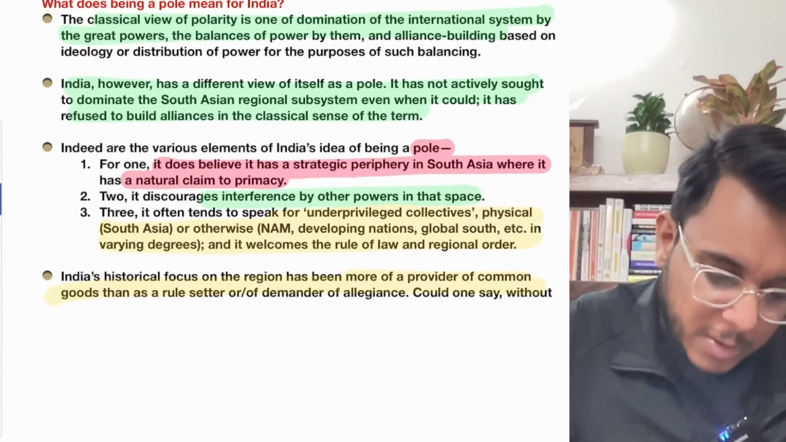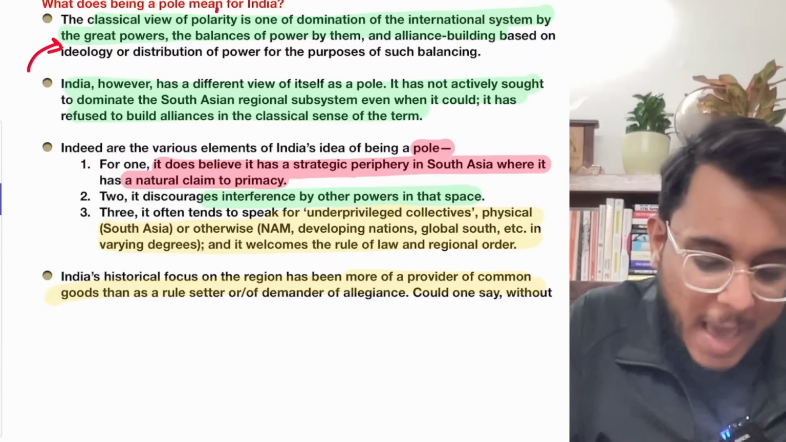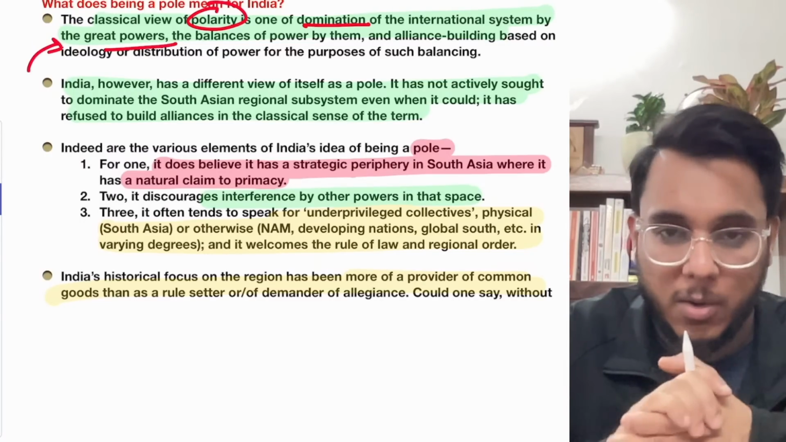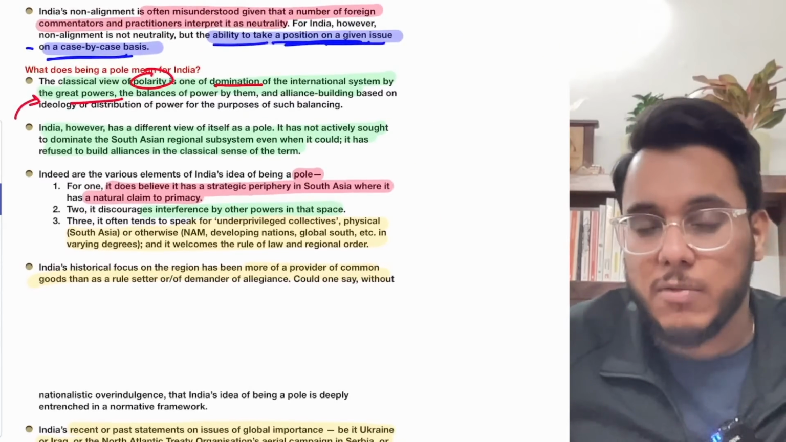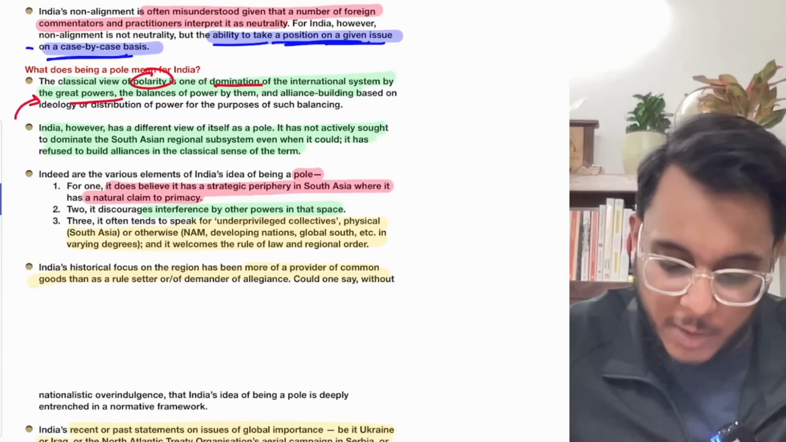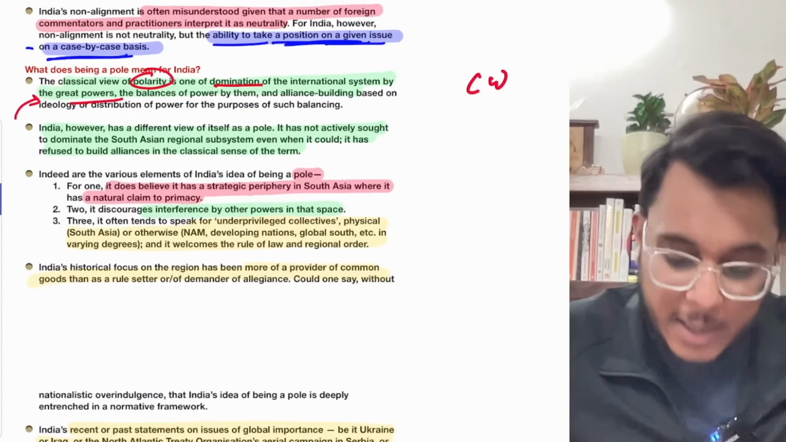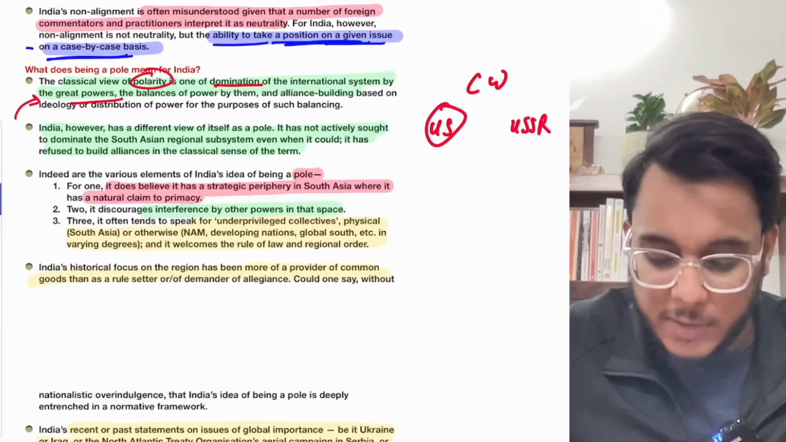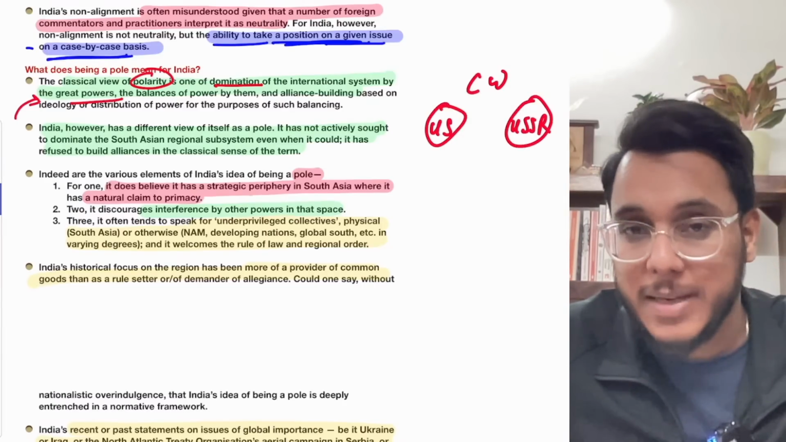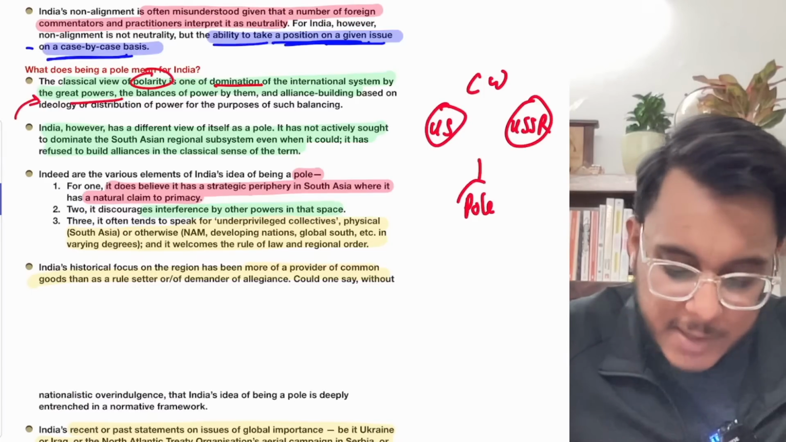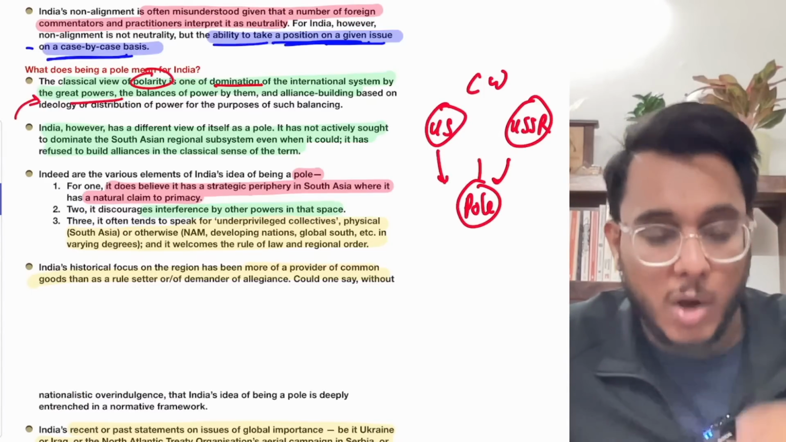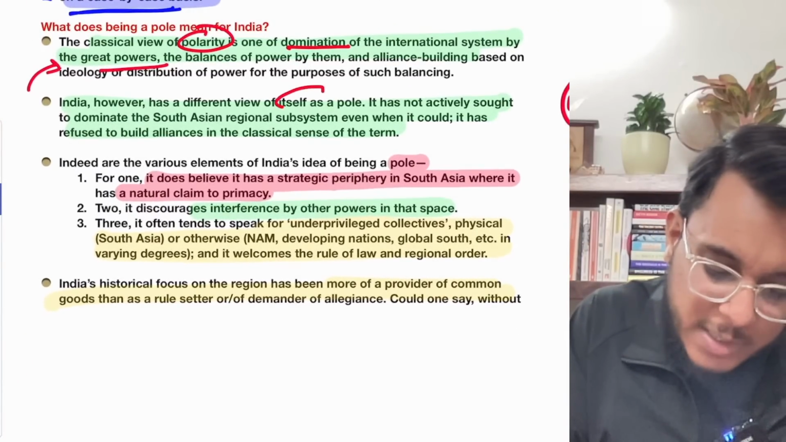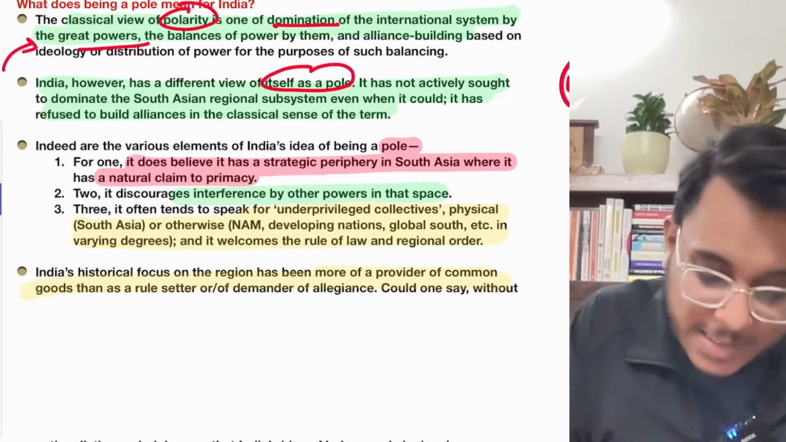Moreover, understand this particular thing guys, the classical view of polarity is that of domination. It is the one where there is a great power. For example, we often use the word polarity during the Cold War. In the Cold War, we saw that the world was divided into two poles. One was the USA pole and the other was the USSR's pole. Both of them had a lot of power. They wanted to dominate the world. India is also calling itself a pole, but India's meaning of the pole is not just to consolidate power. Rather, India views itself as a pole. How?